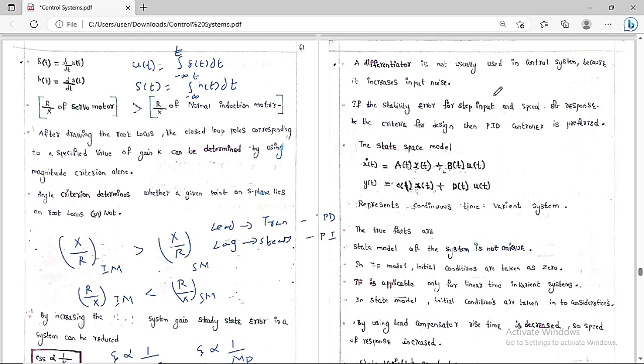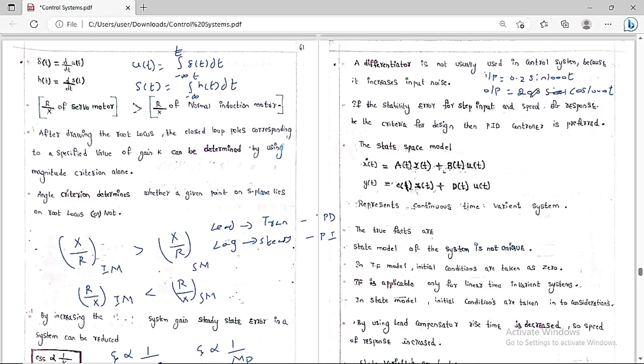I already told you. Suppose the input is 0.2 into sine of 100,000 t. Then what is the output we are going to get? If you give this to the differentiator circuit, then we are going to get basically 2 into cos of 100,000 t. So you can see the input differentiated, and we get the output in this fashion.